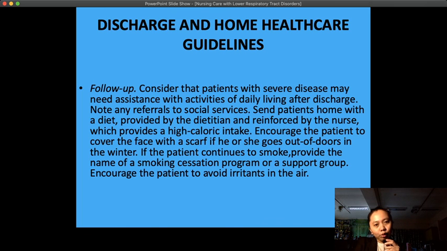Alright. So, discharge and home healthcare guidelines. So, follow up. Okay. So, send patients home, provided by the dietitian and reinforced by the nurse. As a nurse, ikaw talaga yung frontliner. Okay. So, you have to provide a high caloric intake, encourage the patient to cover the face with the scarf.